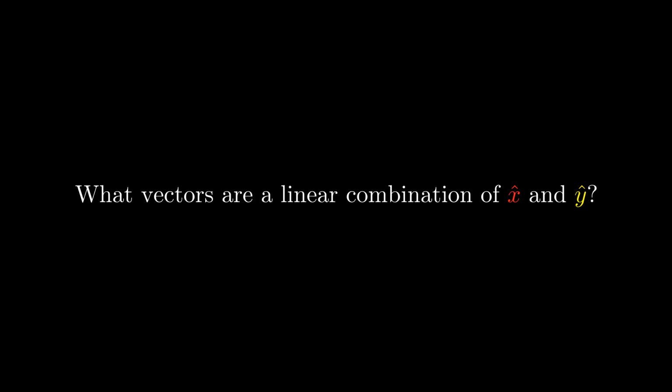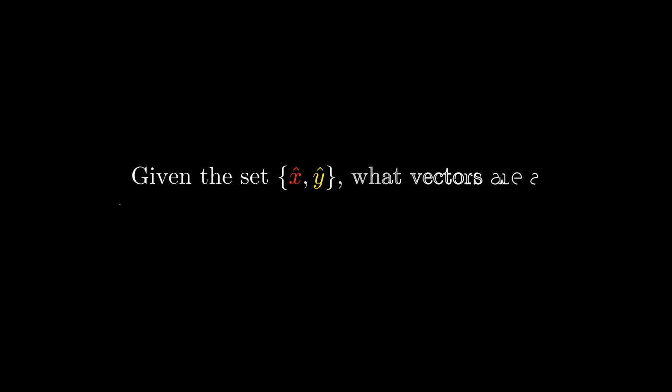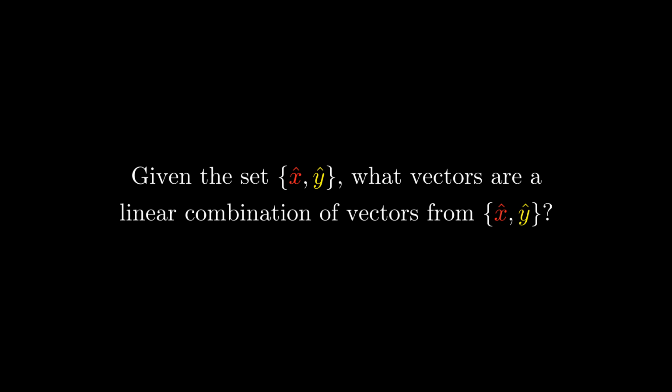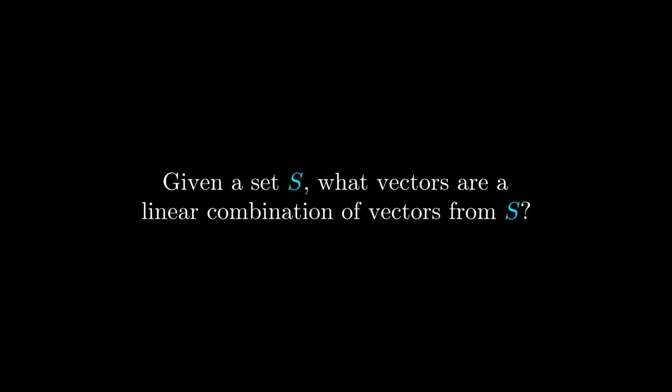This idea of asking what vectors are a linear combination of some other vectors leads us to another idea. Notice that we can rephrase what we have been doing as asking what vectors are a linear combination of vectors in the set that contains just x hat and y hat. Instead of just thinking about x hat and y hat, we could start thinking about an arbitrary set of vectors and asking what vectors are a linear combination of vectors in that set. This concept is important enough to give it a name as well.